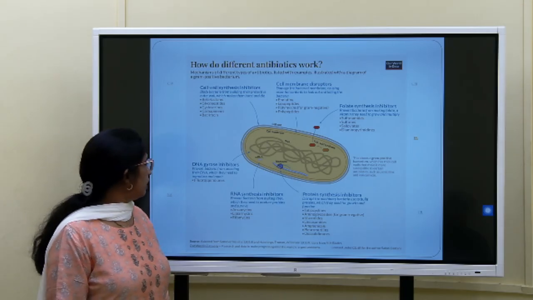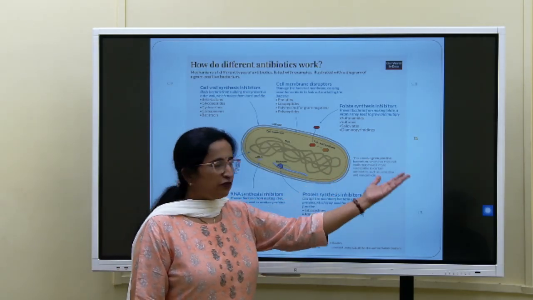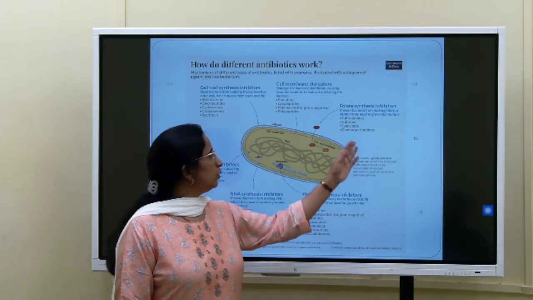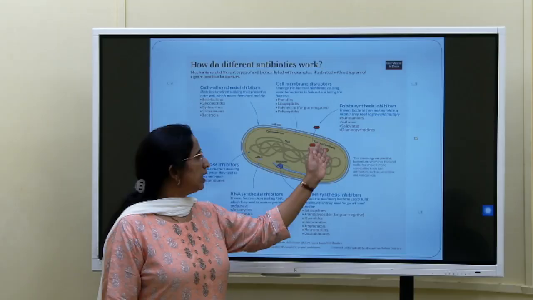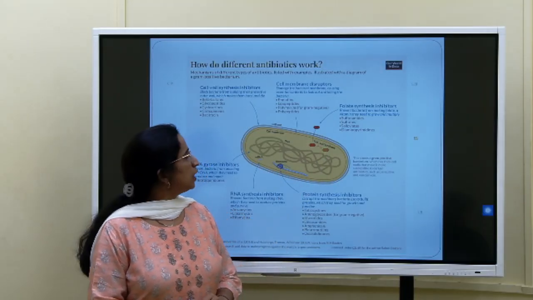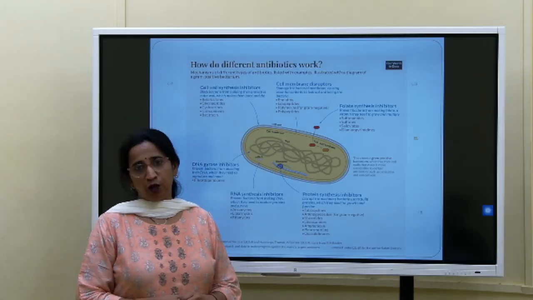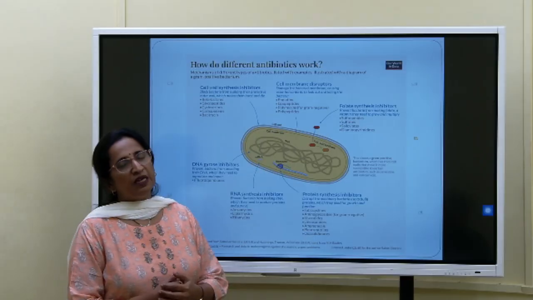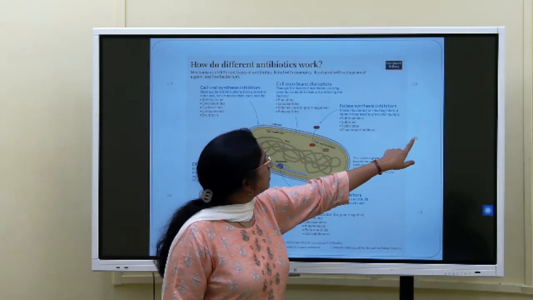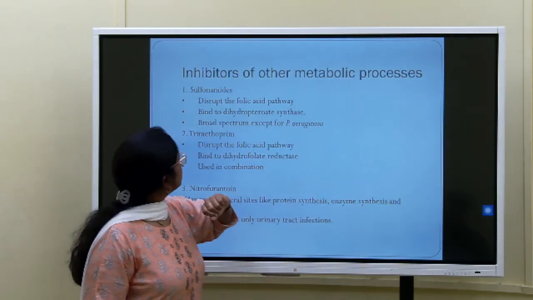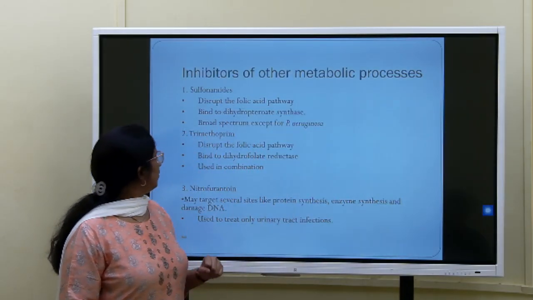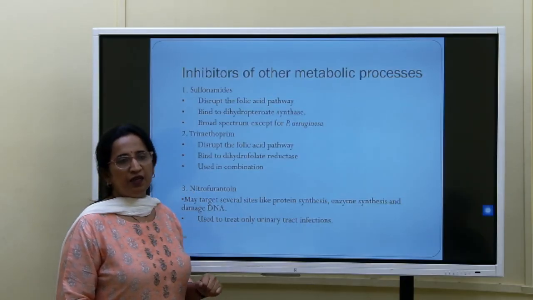Finally, we come to antibiotics which affect other pathways. So we are going to take the example of one pathway, that is the folic acid synthesis pathway, which is an important growth factor required for the growth and multiplication of the bacterial cell. So in this we have three classes.